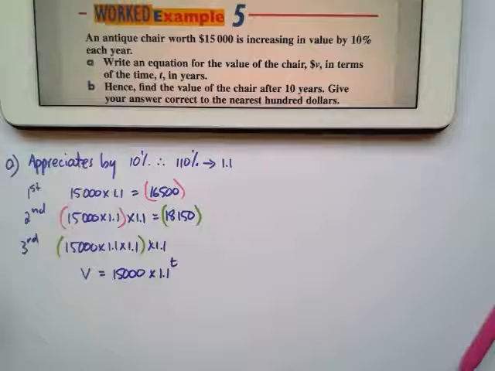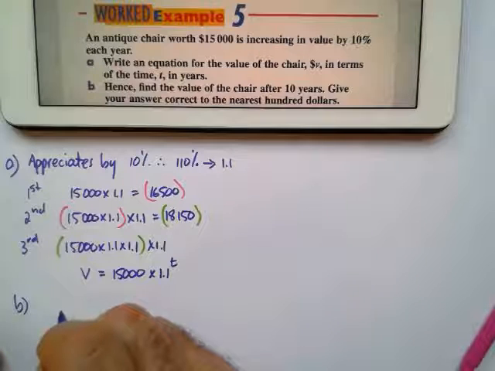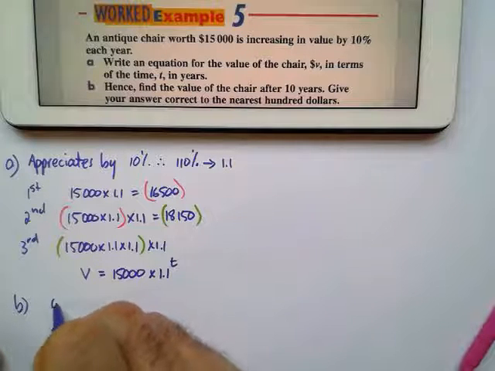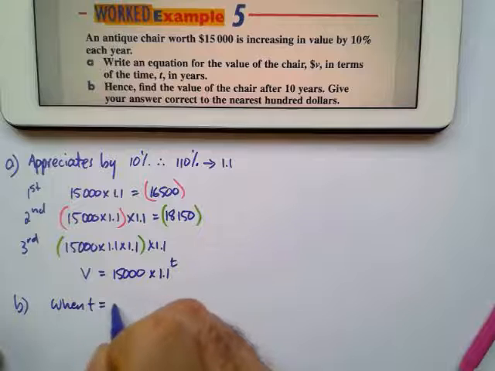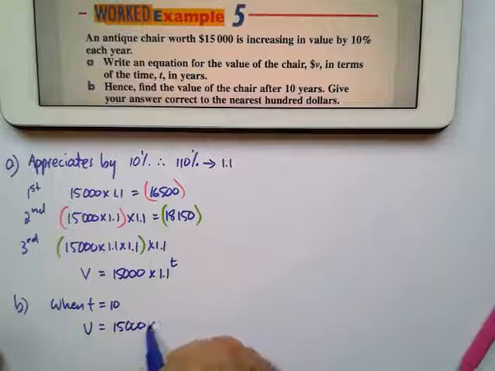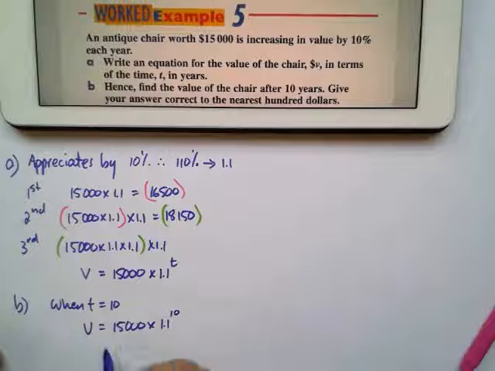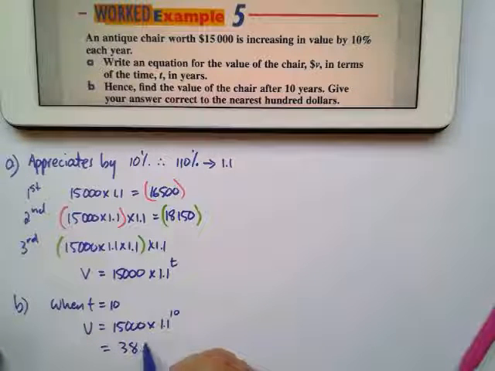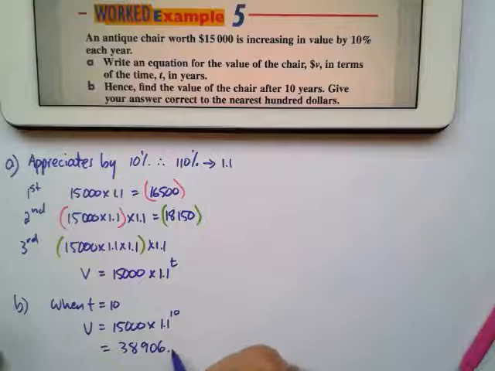So for A, that was the formula for the value. In B now, they're going to ask us, find the value of the chair after 10 years. So when t equals 10, V equals 15,000 times 1.1 to the power 10. And if you do that in your calculator, my answer is 38,906.138.